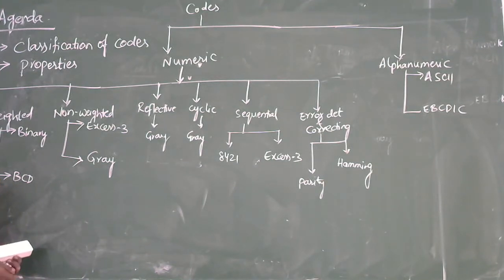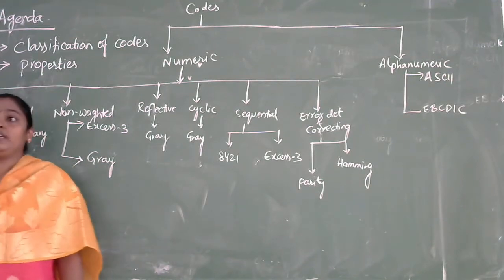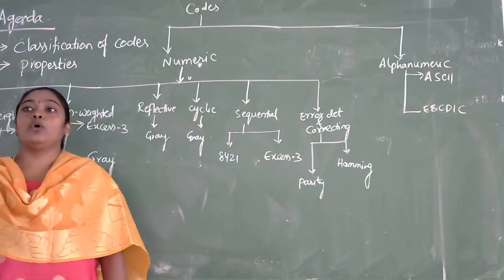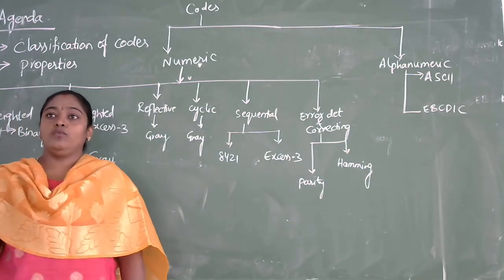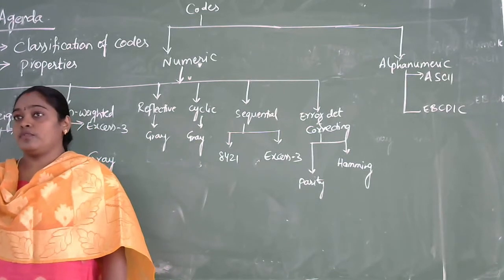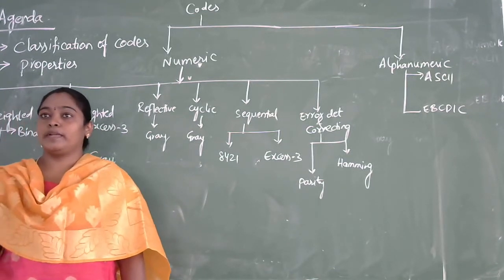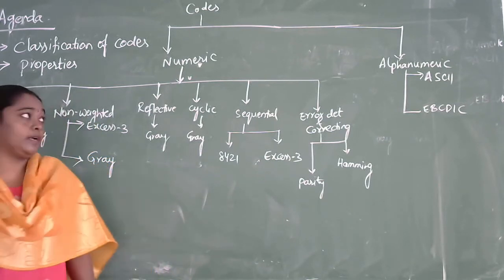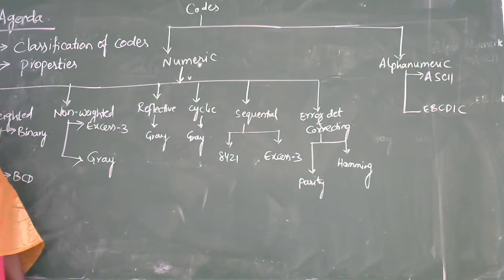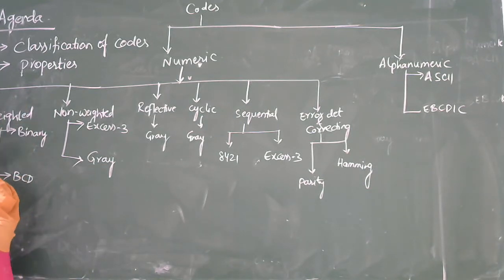Coming to the codes, in the last sessions we have discussed what the different types of number systems are, how to convert from one number system to another, what the significance of complements is, what the different methods in case of complements are, and one's complement and two's complement. So in this session, I want to discuss codes. A group of bits in the form of zeros and ones is called a code.